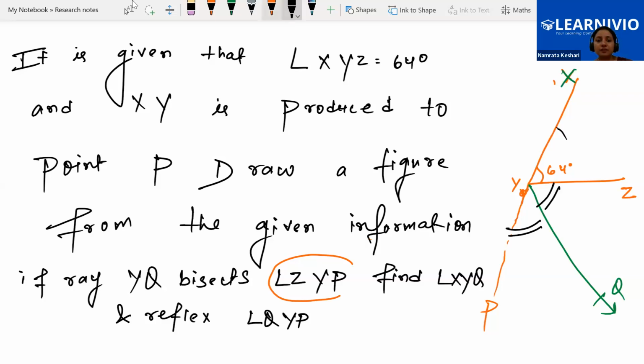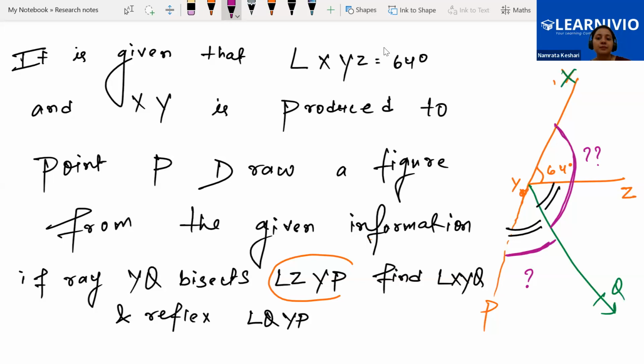Can you see it? First thing first is the figure. If the figure is correct, then only you can think in the right direction. This angle XYQ we have to find. And the reflex of QYP, reflex of this angle. So basically this angle we have to find and this angle we have to find. Once after finding QYP, we will be able to find the reflex of that, right?